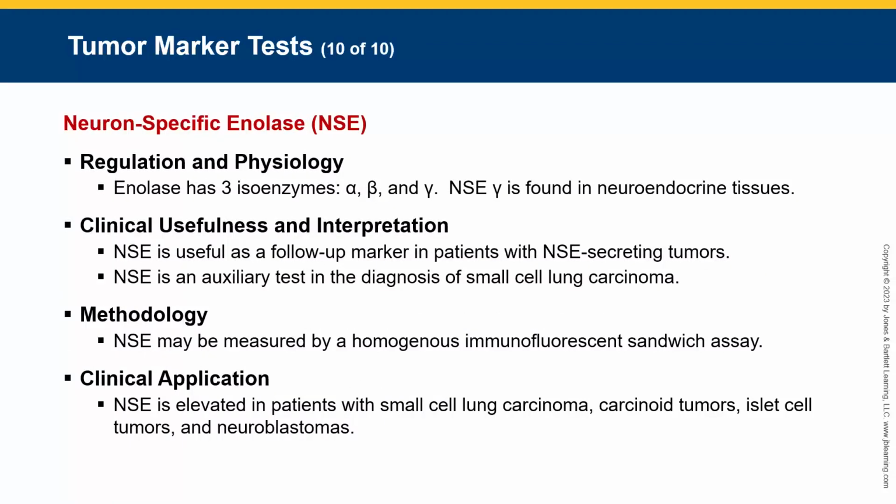Neuron-specific enolase. Enolase has three enzymes, alpha, beta, gamma. NSE gamma is found in the neuroendocrine tissues. Clinical usefulness and interpretation: NSE is useful as a follow-up marker in patients with NSE-secreting tumors. NSE is an auxiliary test in the diagnosis of small cell lung carcinoma. NSE may be measured by a homogeneous immunofluorescence sandwich assay. NSE is elevated in patients with small cell lung carcinoma, carcinoid tumors, islet cell tumors, and neuroblastomas.